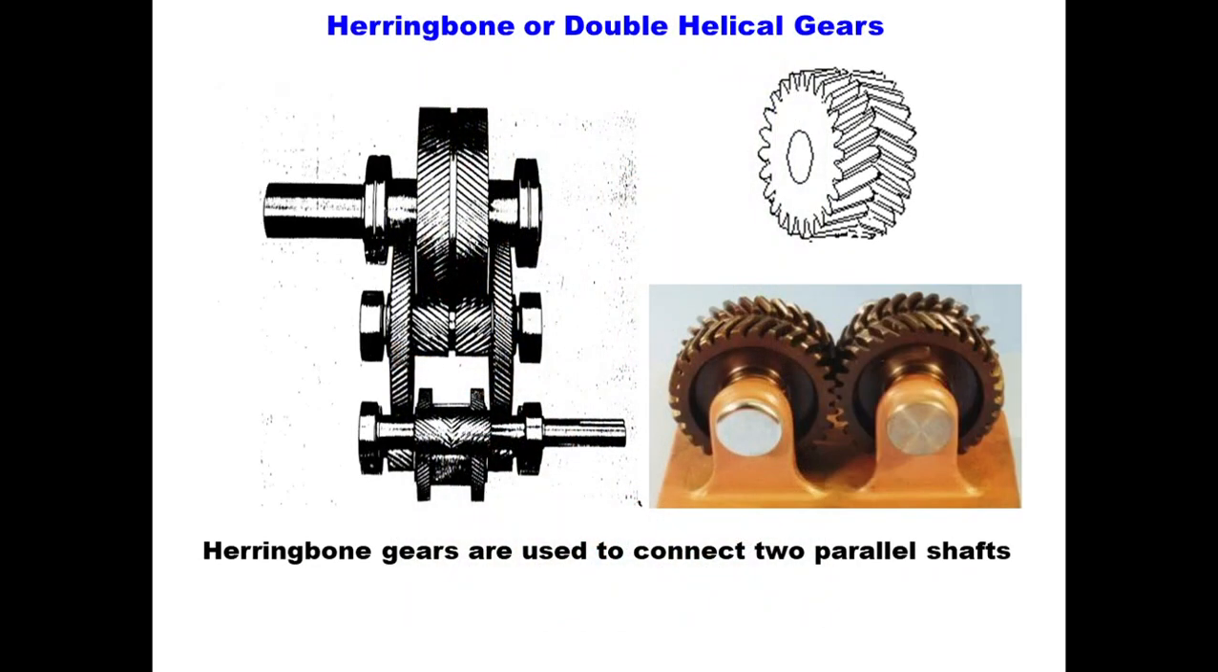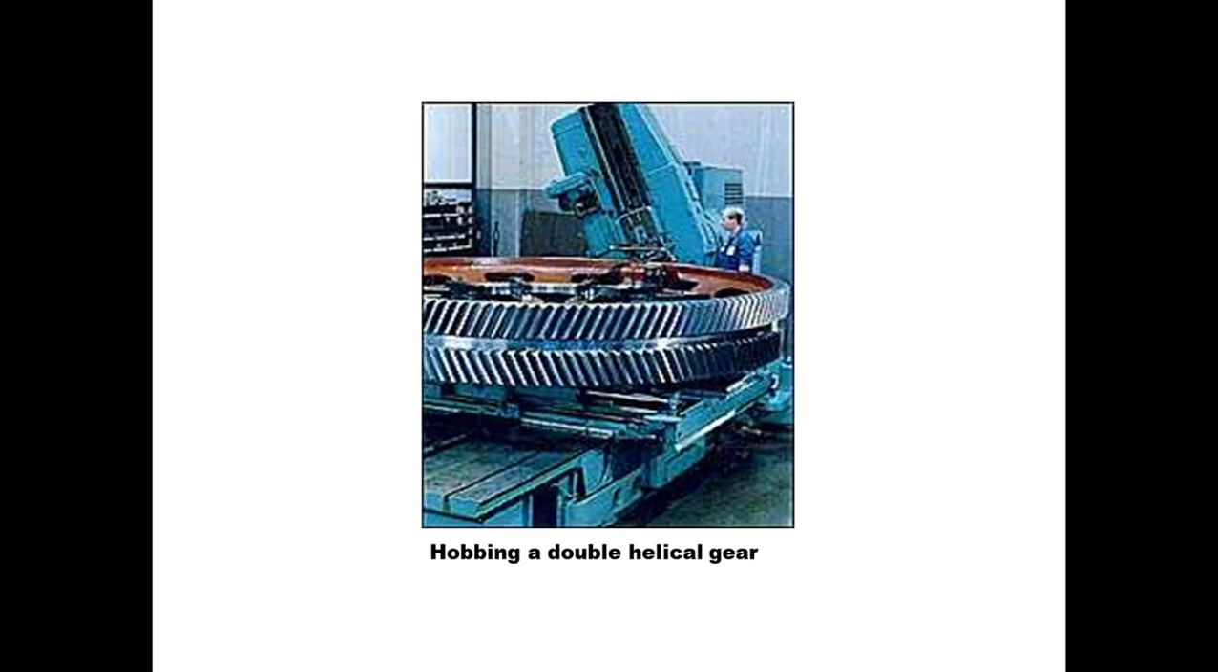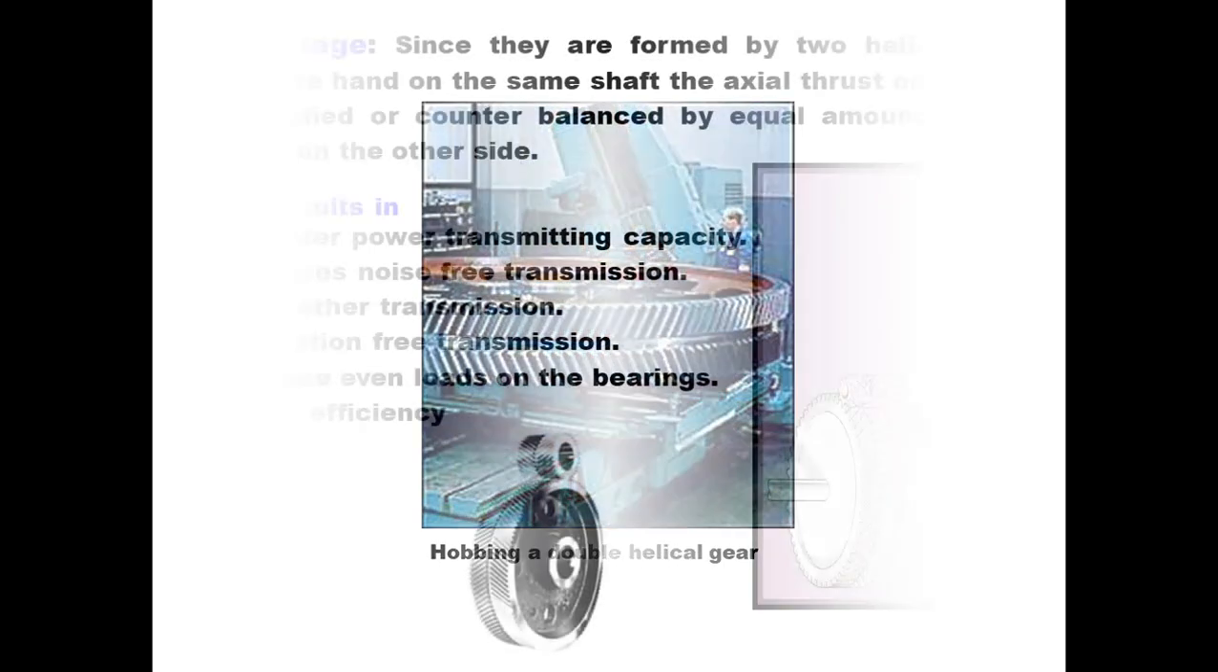Now herringbone or double helical gears. When we speak about herringbone or double helical gear, herringbone gears are used to connect 2 parallel shafts. A double helical high speed gear on a 5.5 meter hobbing machine. See, it is a double helical gear, on a hobbing machine. Now hobbing a double helical gear.